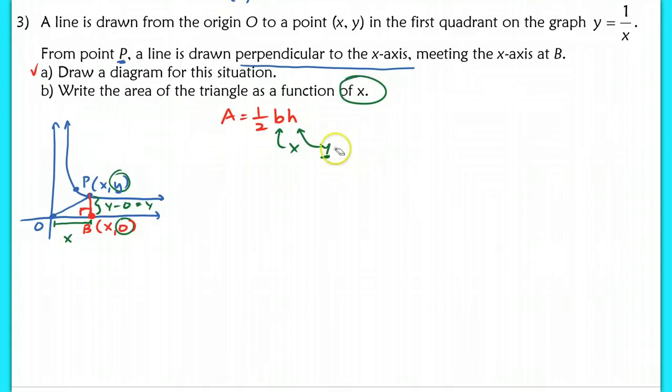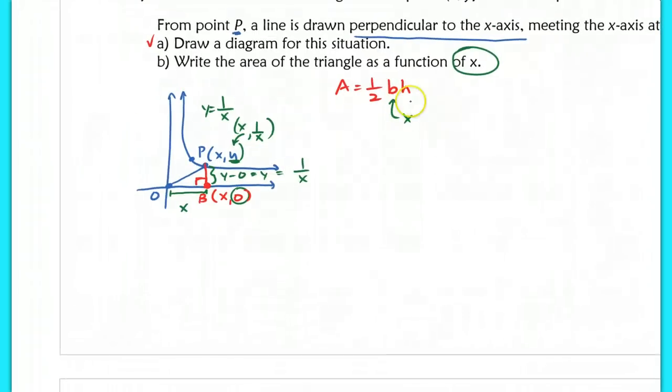So now I have to do some thinking, and this is going to be very similar to what we did yesterday in one of the notes problems. Now this y output is given from the function 1/x, right? f(x), or y, equals 1/x. So therefore, I know that this coordinate is (x, 1/x). So now I just found y in terms of x. So y = 1/x, and now I can plug that in for the height here.